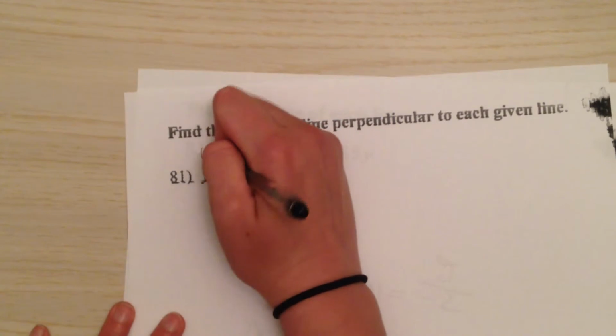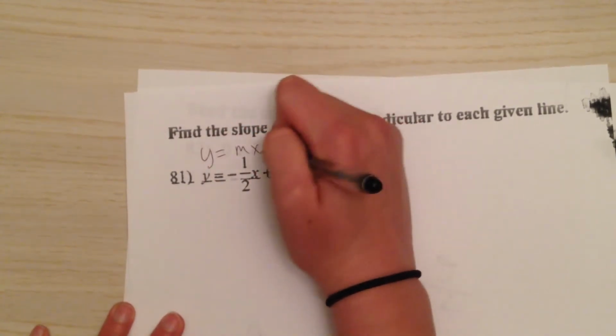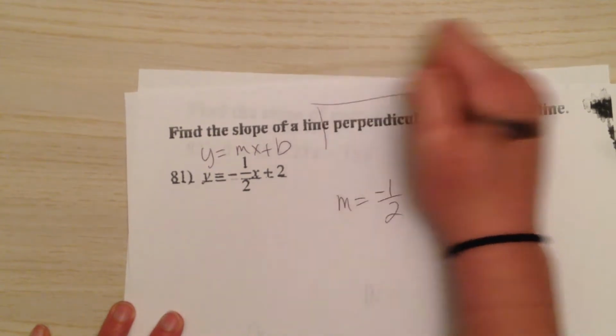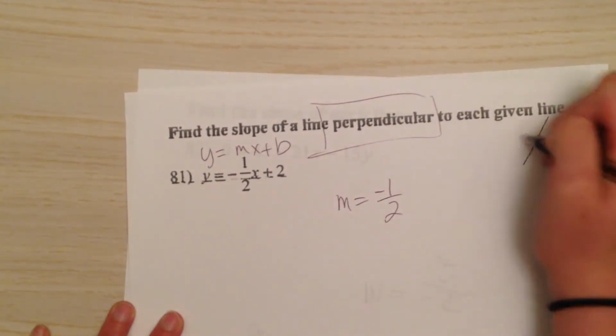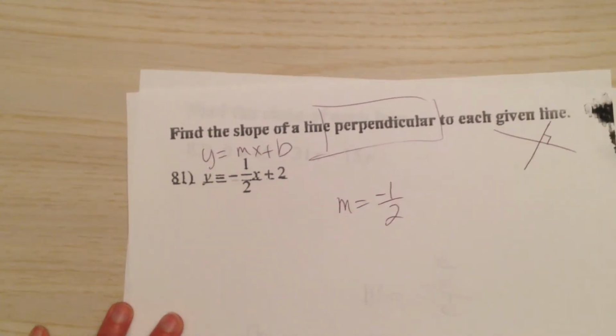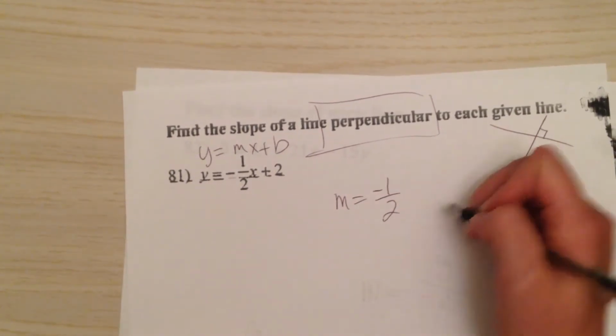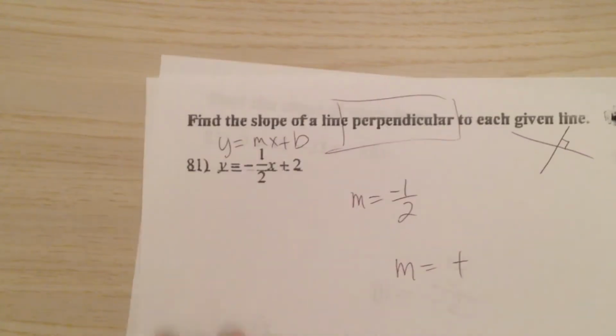So our next one's going to be about perpendicular. So this is in slope-intercept form again. See, it says y equals mx plus b. And right now our slope is negative 1/2. But perpendicular means that these lines are going to hit each other at a right angle. That means they need to be going opposite directions. So if one's negative, the other one has to be positive. So we know this is going to be positive.